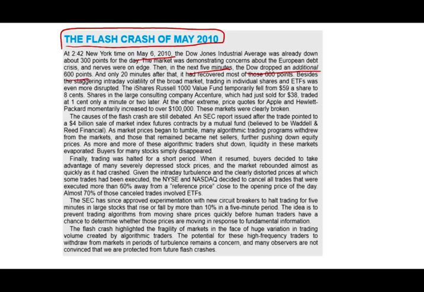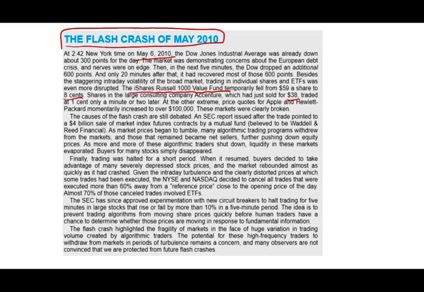And that was huge because the Dow was not 25,000. It was around, I don't know, in the 10,000 range maybe. So that was a huge drop. And only 20 minutes later, it recovered most of those 600 points. And what was disturbing, the iShares Russell 1000 Value fund fell from $59 to 8 cents. So you could buy them at some point during the day at $59, and those funds went down to 8 pennies. Shares in the large consulting company Accenture were also trading. They went from $38 to a penny.